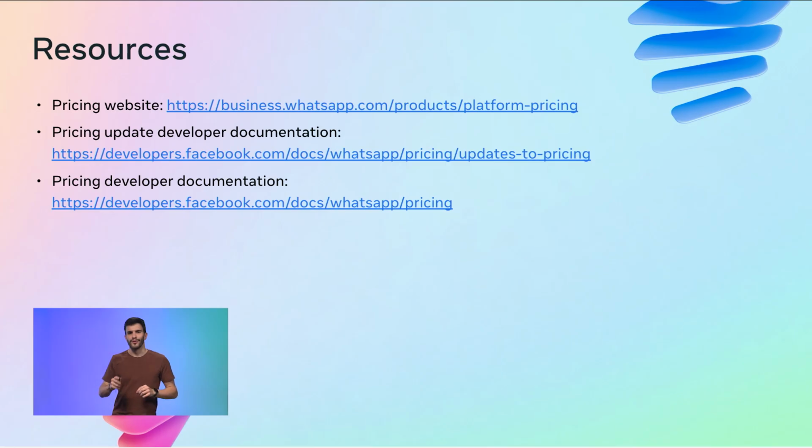To sum up, we've covered updates to our pricing model on the WhatsApp business platform, including the shift to per message pricing, the introduction of volume tiers, and the changes in webhook events. These updates are designed to provide more flexibility and better alignment with industry standards, ultimately enhancing your business ability to engage effectively with users. I encourage you to explore our documentation to find out more details.